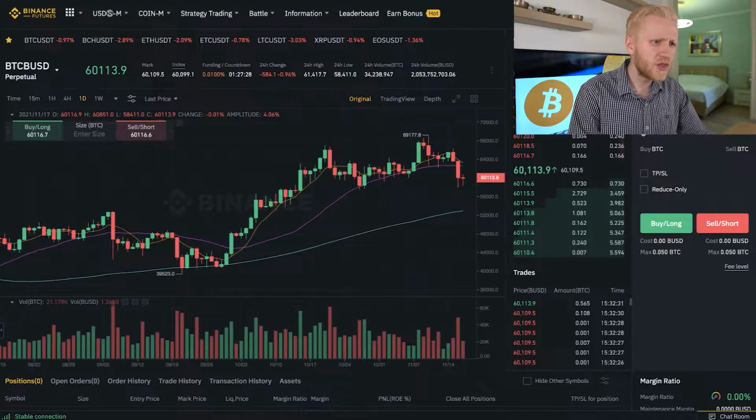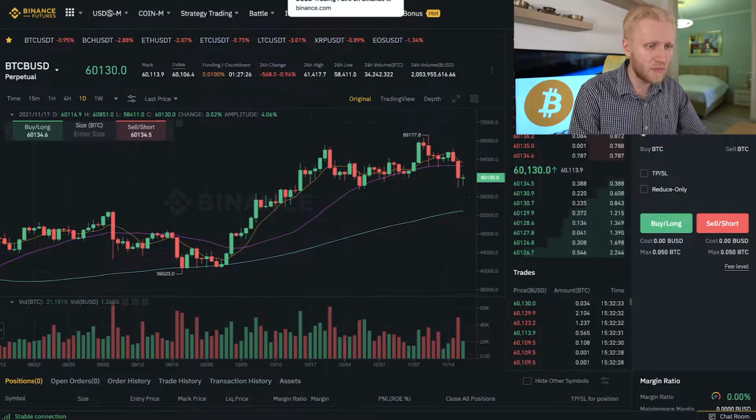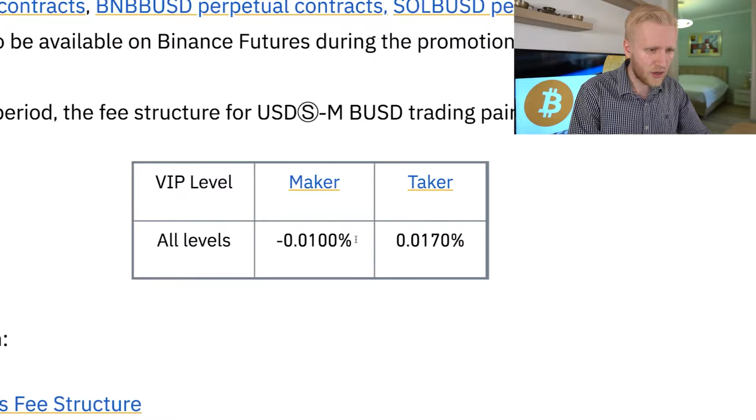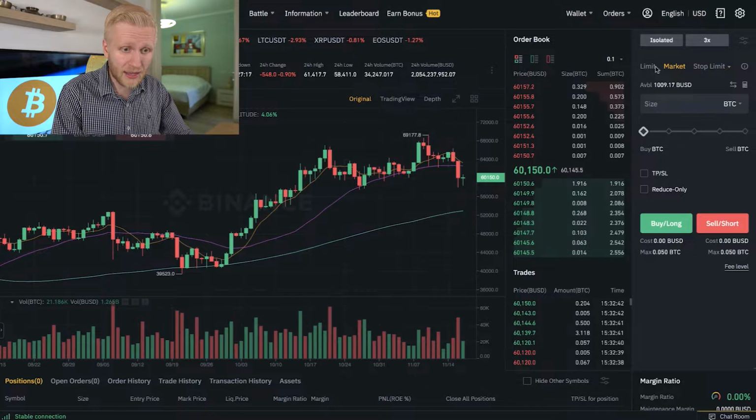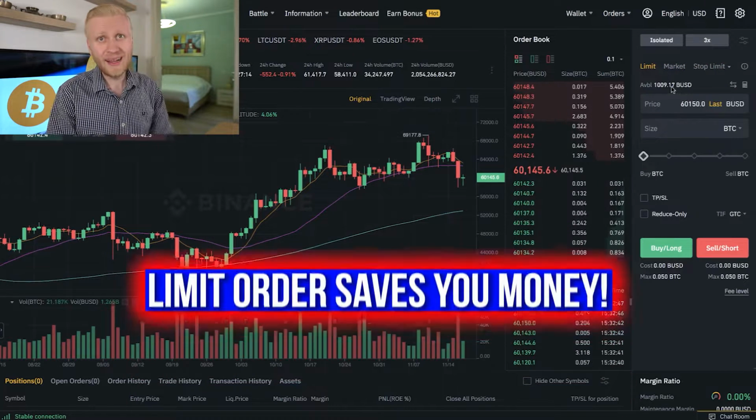But let me actually show you, there is a difference between the maker and taker. You can see with maker, you can get this kind of discount. With taker, you will need to pay a little bit of fee. So in that sense, if you create an order, so you put the limit order, you will have a lower fee.